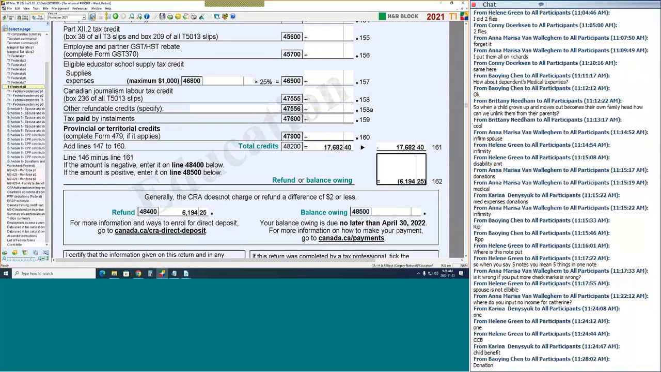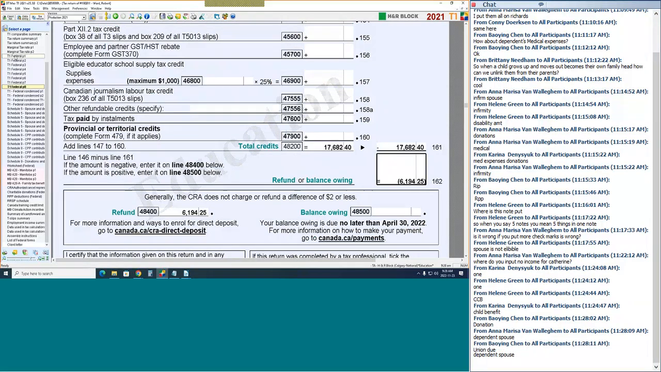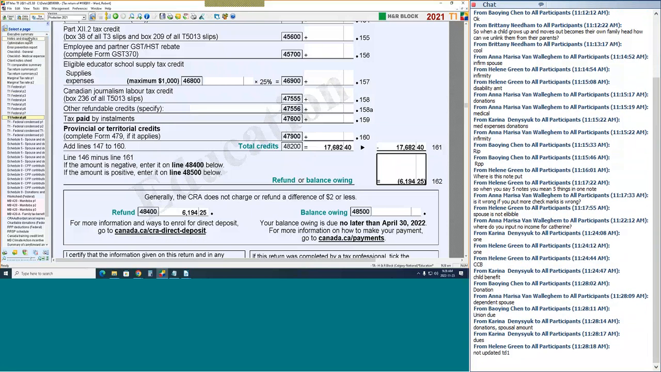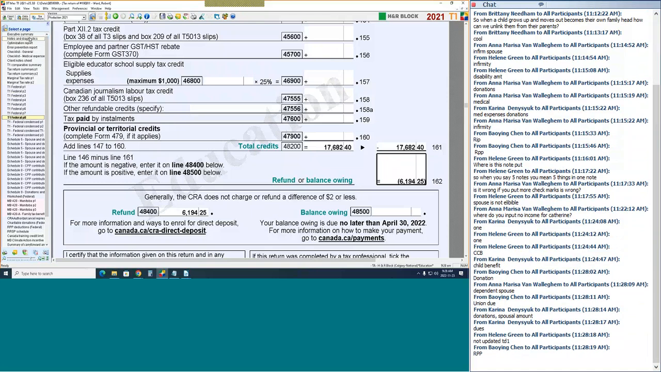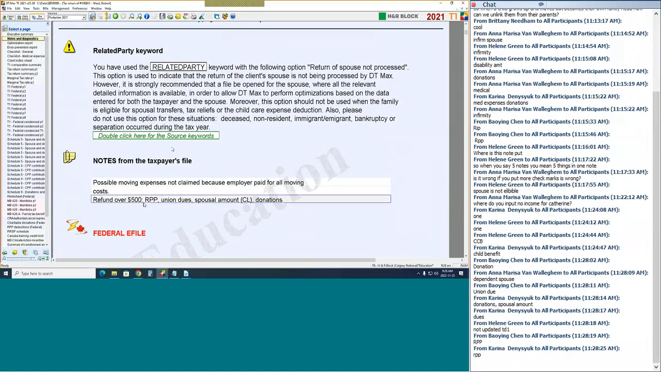Okay, donations, definitely part of the refund. Dependent spouse, absolutely. Union dues, RPP, very good. So what I would expect your answers to be: RPP, union dues, spousal amount, I put common law just for myself, donations, 4 things, 4 notes. Those are the things we will give you marks for saying.